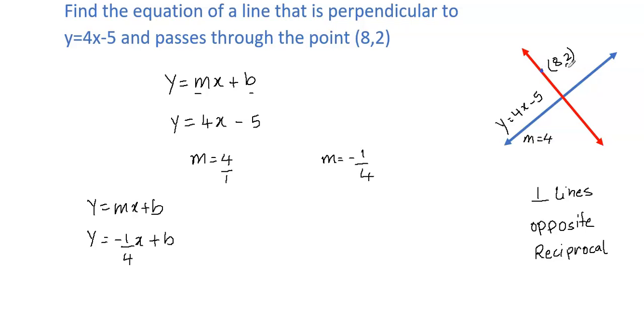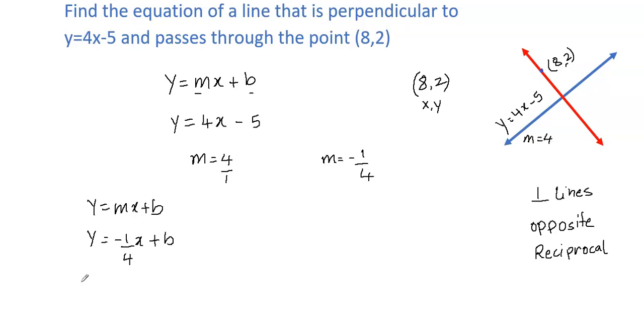I'm going to use this point to find the value of b. I'm going to write here (8, 2), and this is my x and y coordinate, because remember all ordered pairs can be written as (x, y). I'm going to substitute x equals 8 and y equals 2 in this equation, and then solve for b. See, this point lies on the line. So if this point is on the line, it should satisfy the equation of my line and make my equation true. So I'm going to do that.